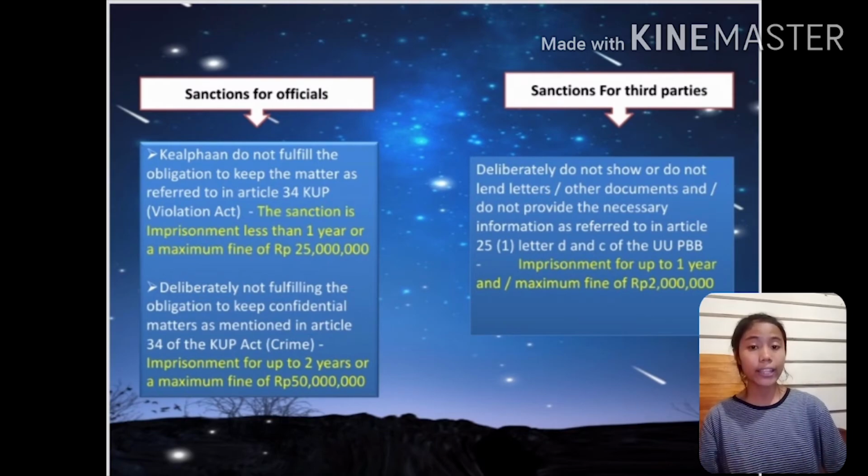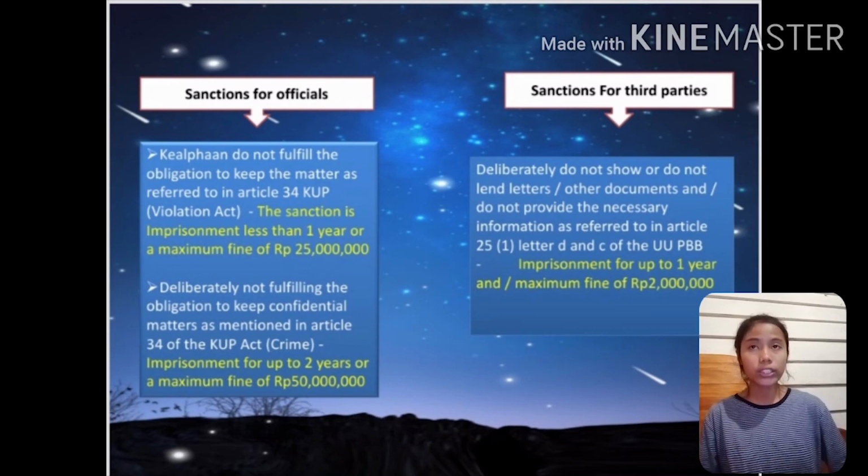There are two criminal acts. Okay, I will mention them one by one. The first is negligence in not fulfilling the obligation to keep the matter confidential as referred to in Article 34 KUP, the Negligence Act. The sanction is imprisonment of less than 1 year and a maximum fine of 25 million rupiahs. And then the second is a crime act, which is deliberately not fulfilling the obligation to keep confidential matter as mentioned in Article 34 of the KUP Act, the Crime Act. The first is the Negligence Act and this is the Crime Act. Okay, the sanction is imprisonment for up to 2 years or a maximum fine of 50 million rupiahs.